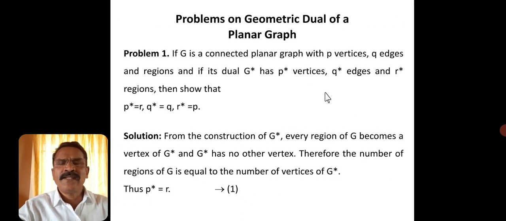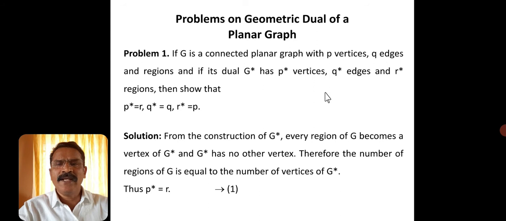So first we are considering a plane graph which has P number of vertices, Q number of edges and R number of faces in G. Similarly, if you construct the geometric dual, the resulting graph is considered as G star. And G star contains P star vertices, Q star edges and R star faces.